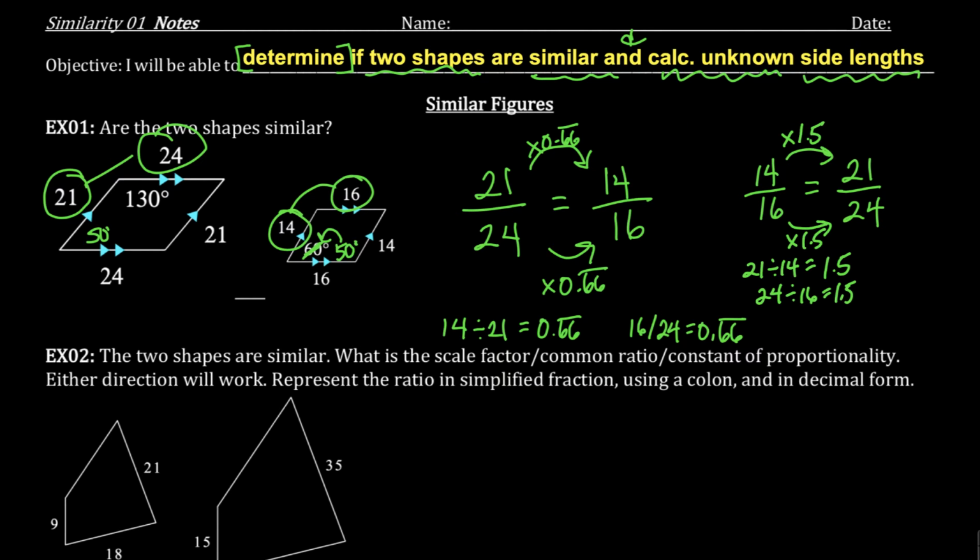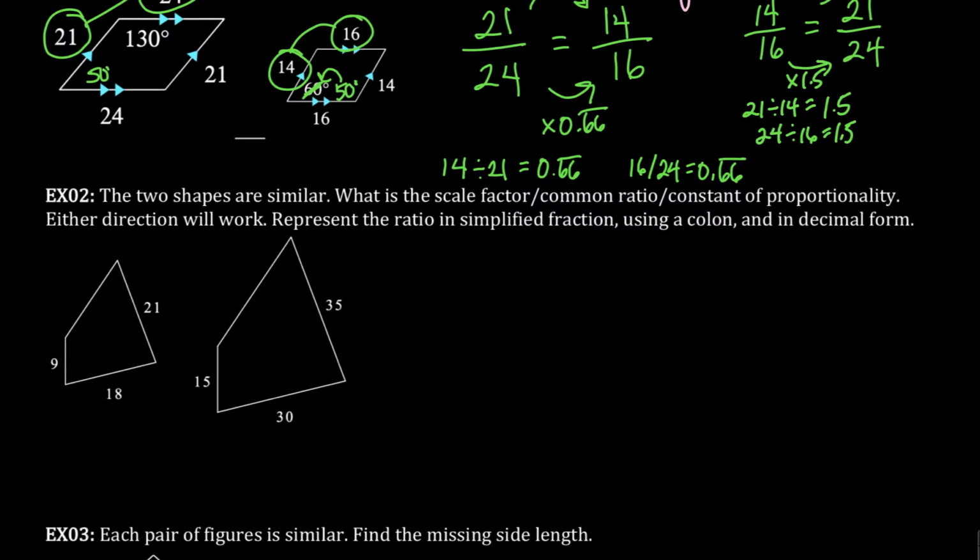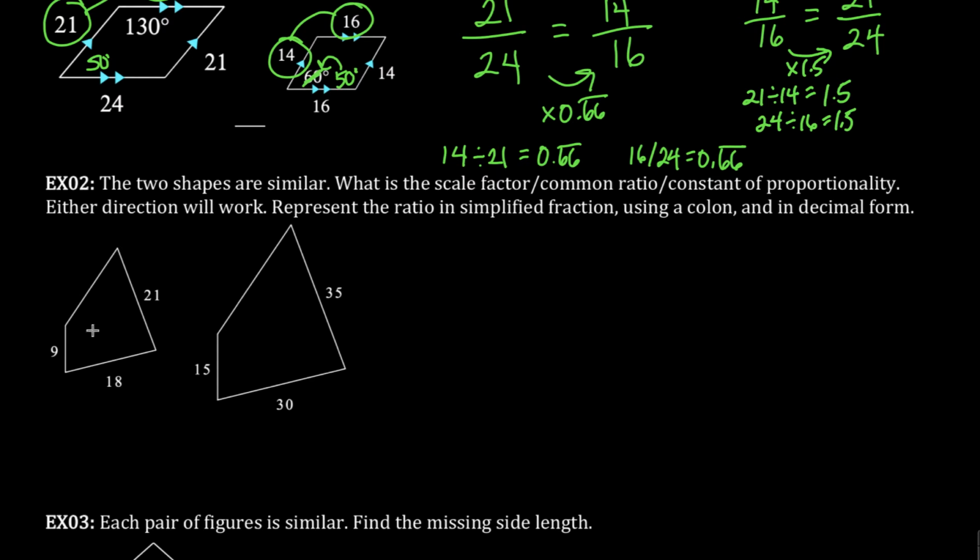So I want to put scale factor, because it doesn't tell us which way it goes. It doesn't tell us whether it goes from here to, it's not like a dilation where it tells you here to here or here to here. Okay, so the two shapes are similar, so we know that they're similar. What is the scale factor or common ratio of proportionality, or constant of proportionality? Let's see. So we want to represent the ratio in simplified fraction using a colon and decimal form.